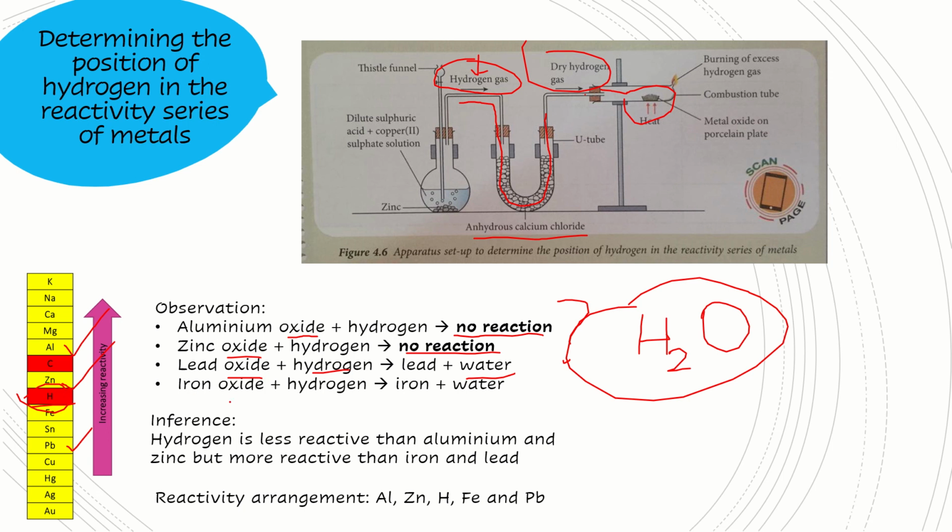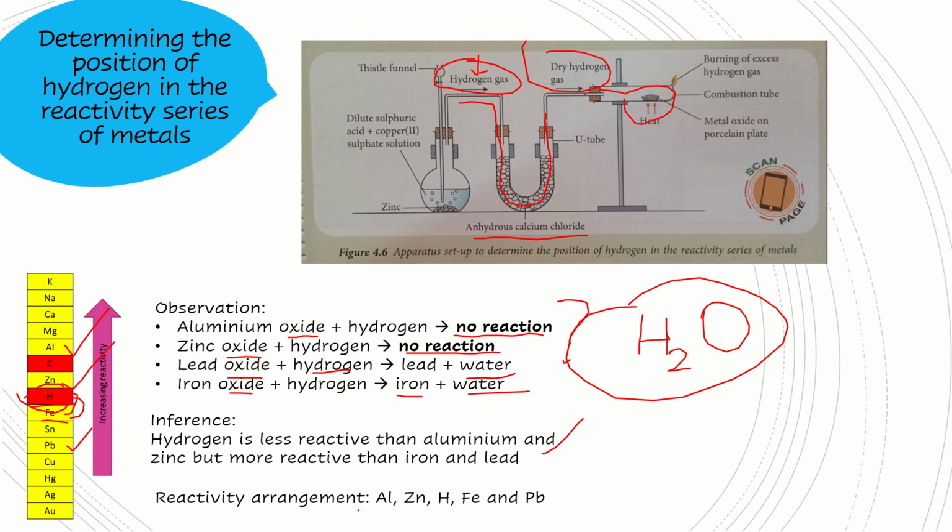Sama juga dengan iron oxide. When iron oxide reacts with hydrogen, kita akan dapat iron plus water. Kenapa? That is because iron is Fe, ni Fe kat sini. Iron is less reactive than hydrogen. Hydrogen is more reactive than iron. So hydrogen is able to take oxygen from iron and form water and iron. So the inference is hydrogen is less reactive than aluminium and zinc, but more reactive than iron and lead.